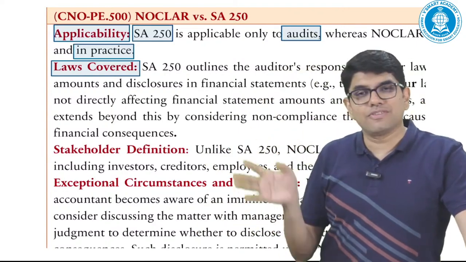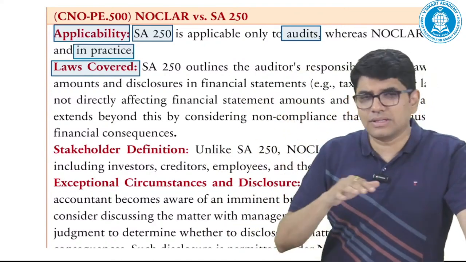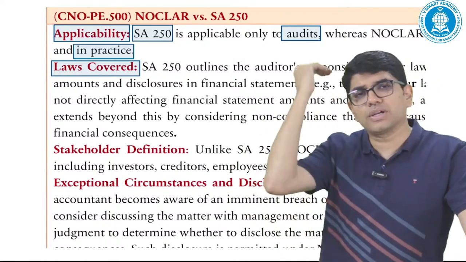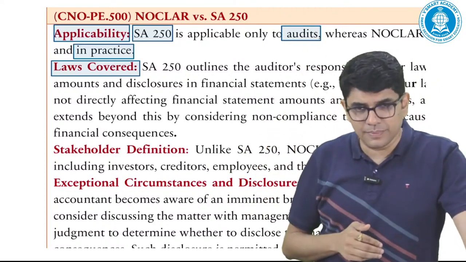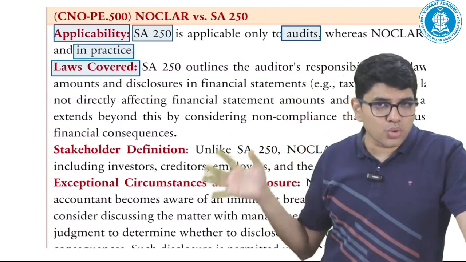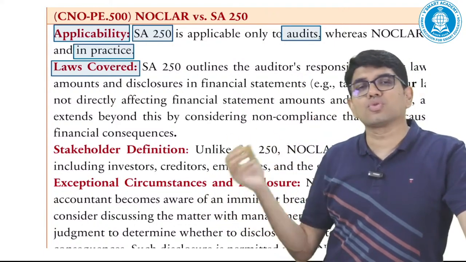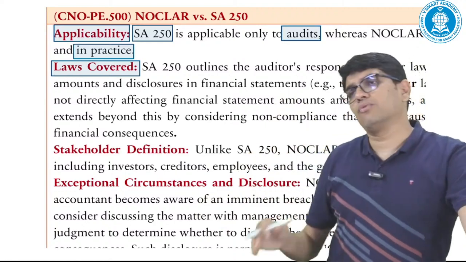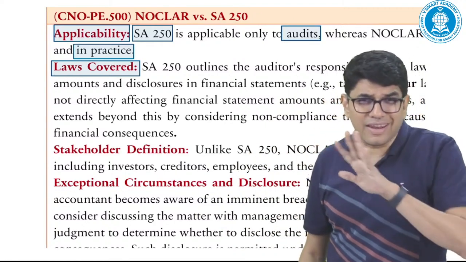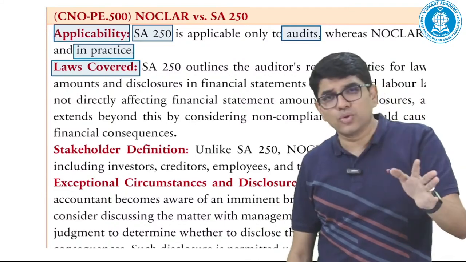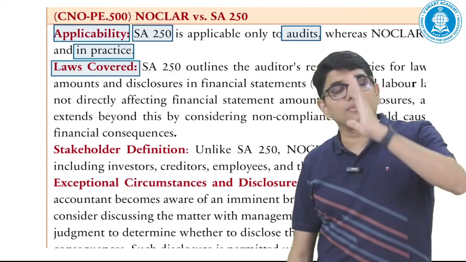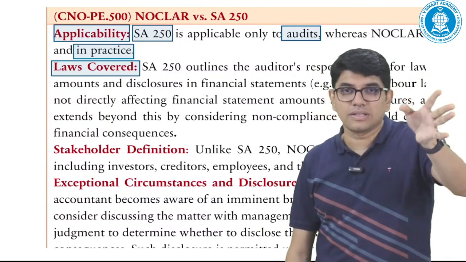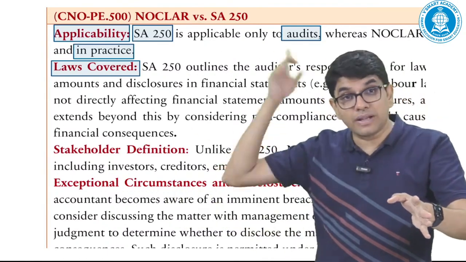So SA 250 has a very restricted approach. And that is fine because objective is to give opinion on financial statement. And NOCLAR is a broader approach because their objective is to respond properly to non-compliance. We cannot say that SA 250 is somewhere less, or we cannot devalue SA 250. It is designed keeping in mind different things, and NOCLAR is designed keeping in mind different things.